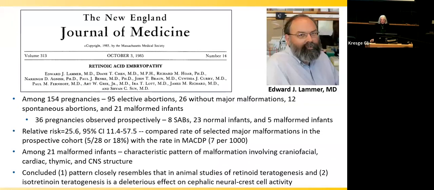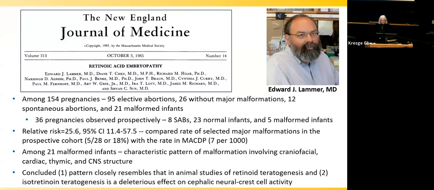And then here is the paper that would really, I think, put the nail in the coffin, by Ed Lammer. He was at CDC at the time. There were 154 pregnancies, of which 95 ended in elective abortions, 26 without major malformations, 21 malformed infants, and then 12 spontaneous abortions. Of those, only 36 were really looked at prospectively, the better way of looking at them.